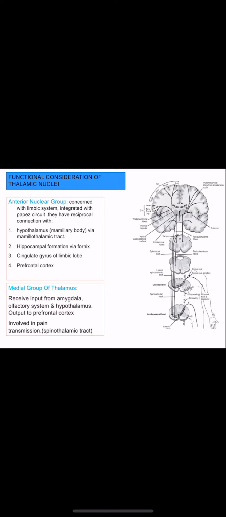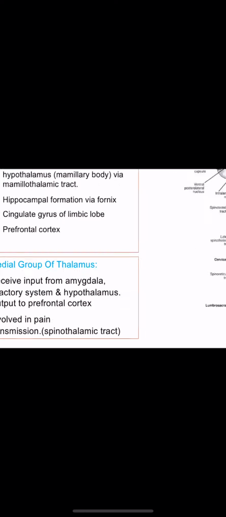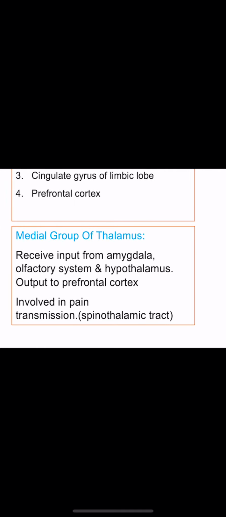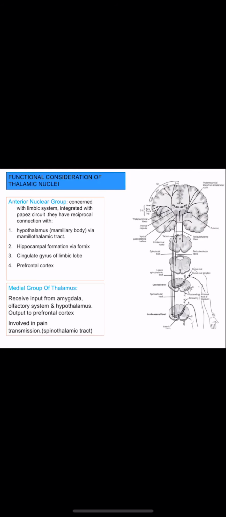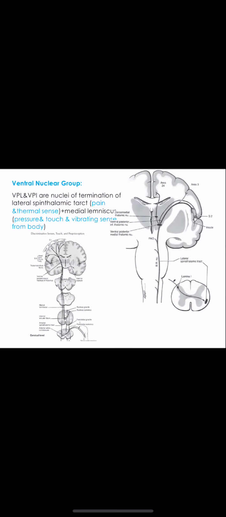The other group of the thalamus is the medial group, which is concerned with the input from the amygdala, olfactory system, and hypothalamus, and outputs to the prefrontal cortex. By that we can state that the medial group of the thalamus is concerned with the behavioral and emotional expression of the person according to the external stimuli. For example, the spinothalamic tract also relays here in the medial group, concerned with pain transmission.